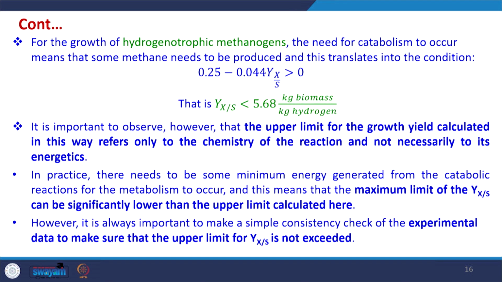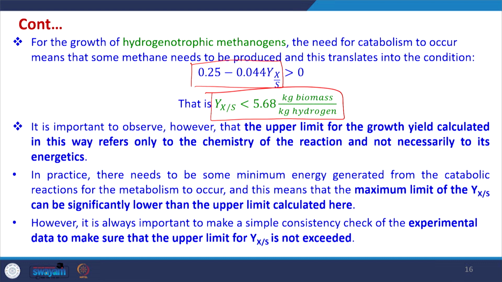Actually, it will be much lower, and we have earlier taken the value to be 0.3, which was very reasonable. Similarly, we can find out the growth yield for other types of reactions, like for the growth of hydrogenotrophic methanogens, where the need for catabolism to occur means that some methane needs to be produced. So, this coefficient should be greater than 0. Now, if you solve it, it will come out that it should be less than 5.68.